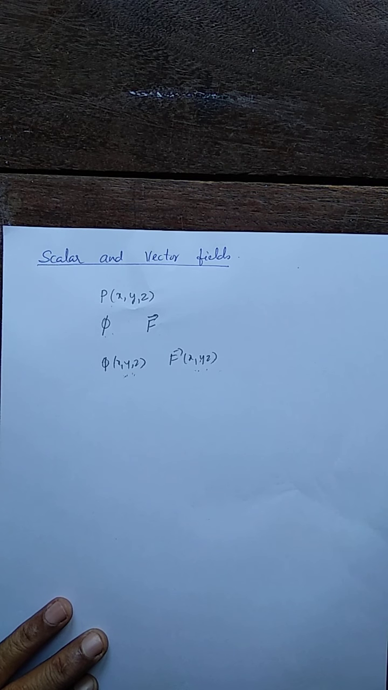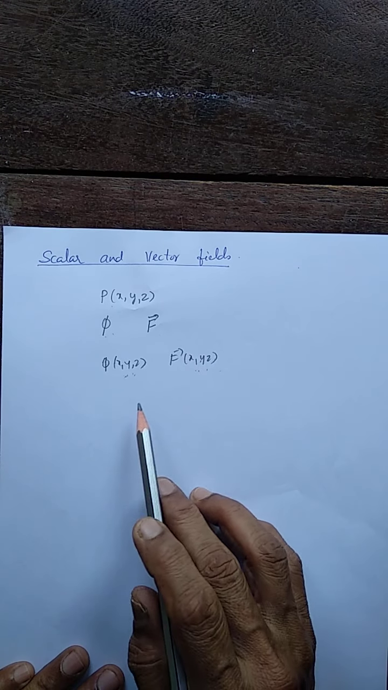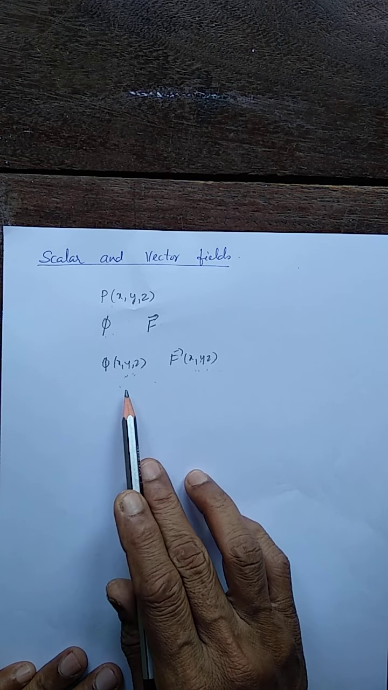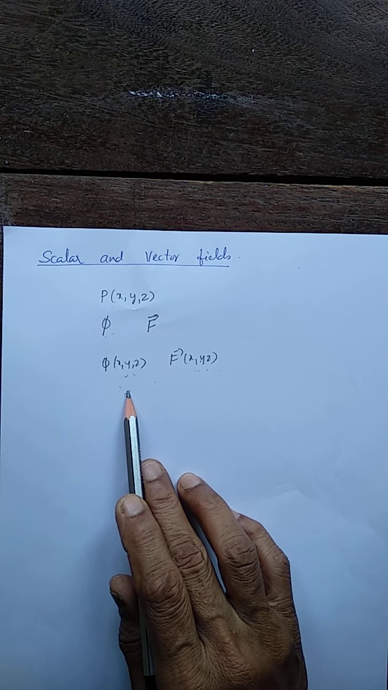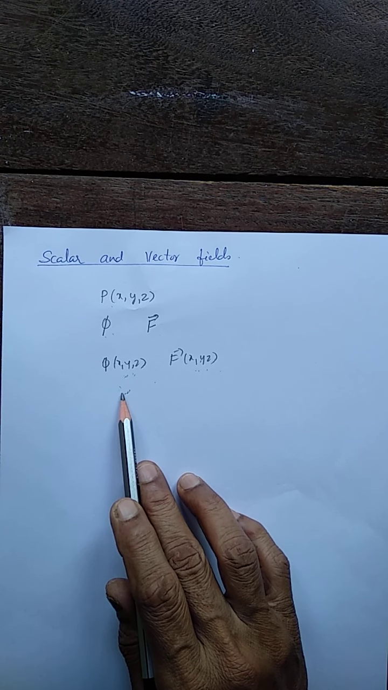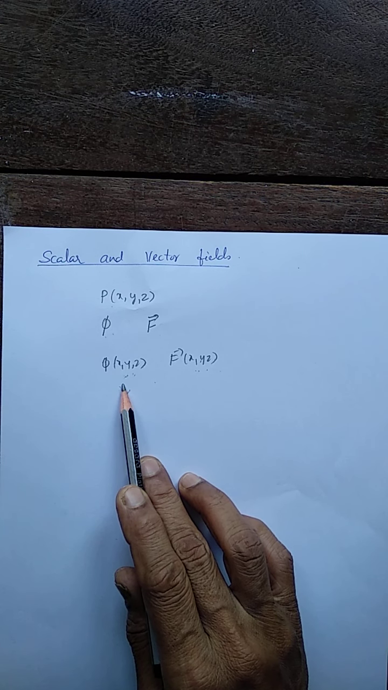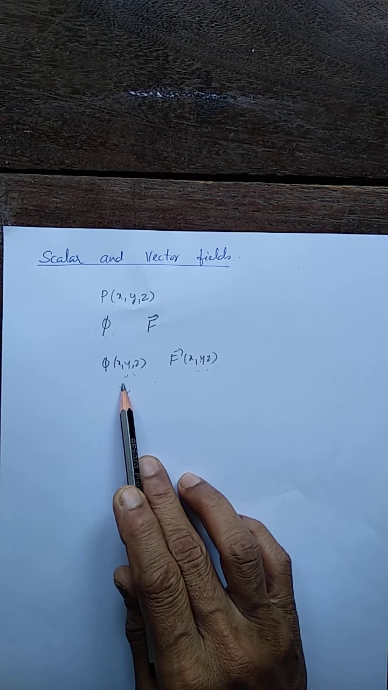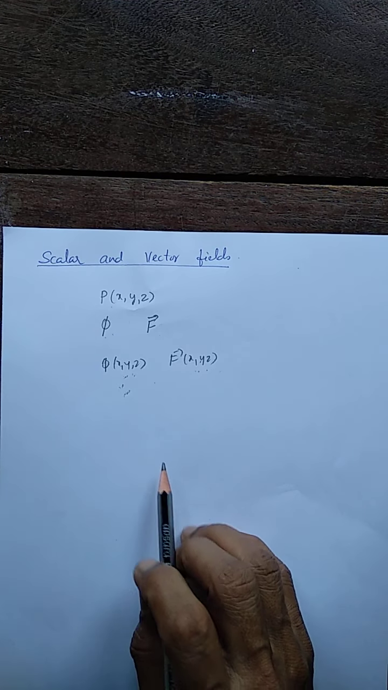The space where a scalar field function is defined: consider a region in space. If every point in that region of space corresponds to a scalar, then we say that a scalar field exists in that region. An example we can give is the temperature distribution in a medium.